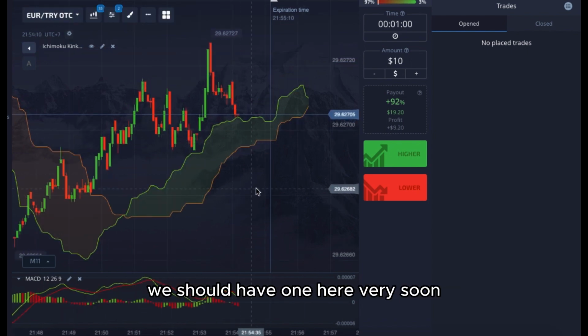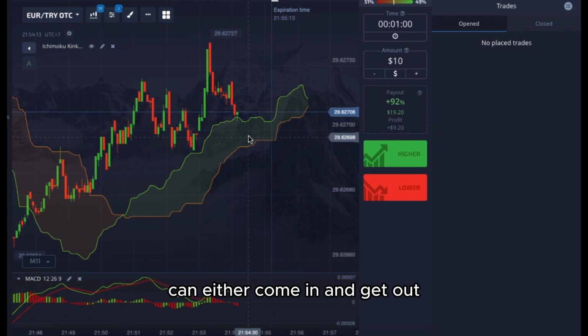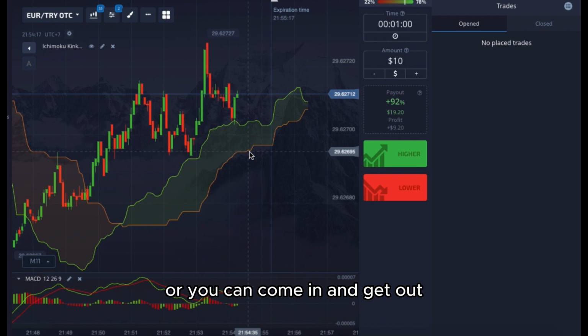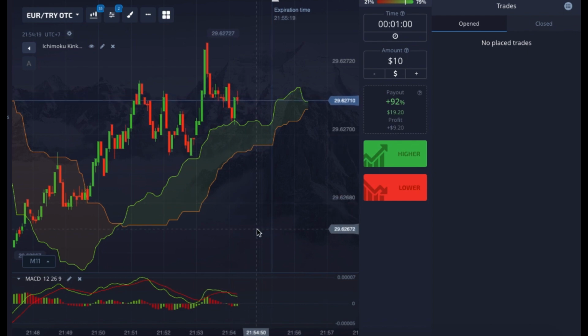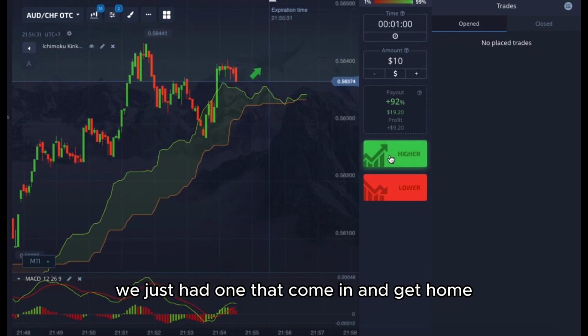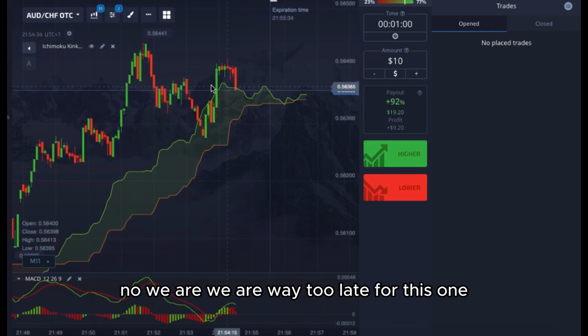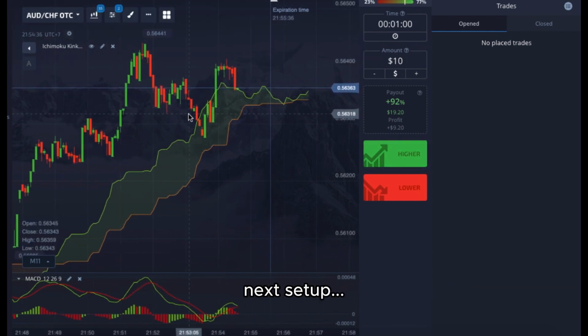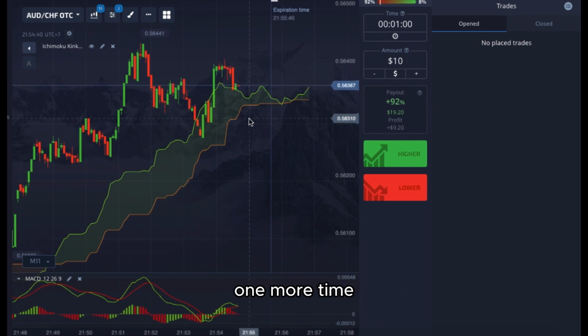We should have one here very soon. It can either come in and get out, or it can come in and get out the other side. Let's wait for that. Okay, we just had one that came in and got out. No, we're way too late for this one. I'm not going to bother. So let's wait for the next setup. See if it comes in and gets out one more time.